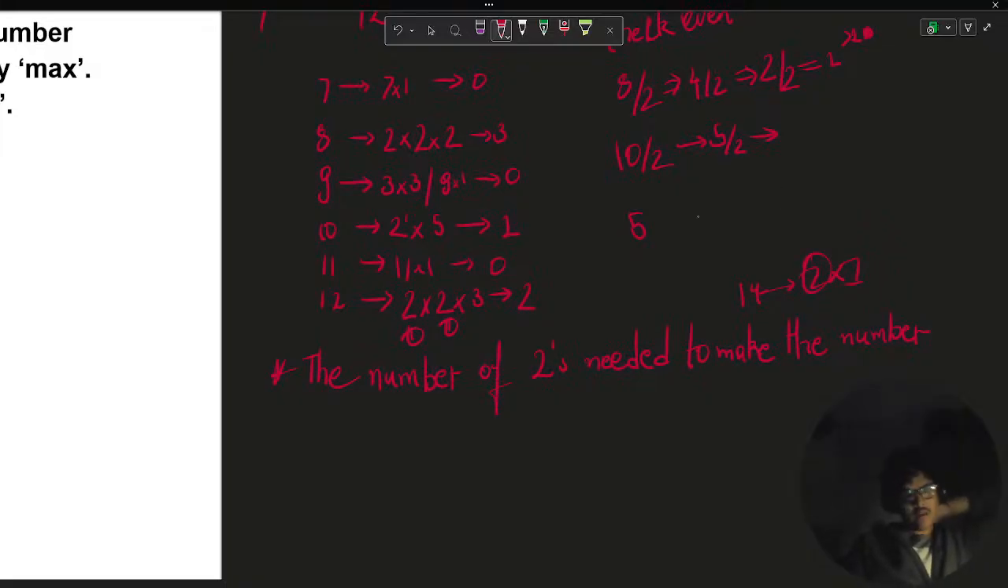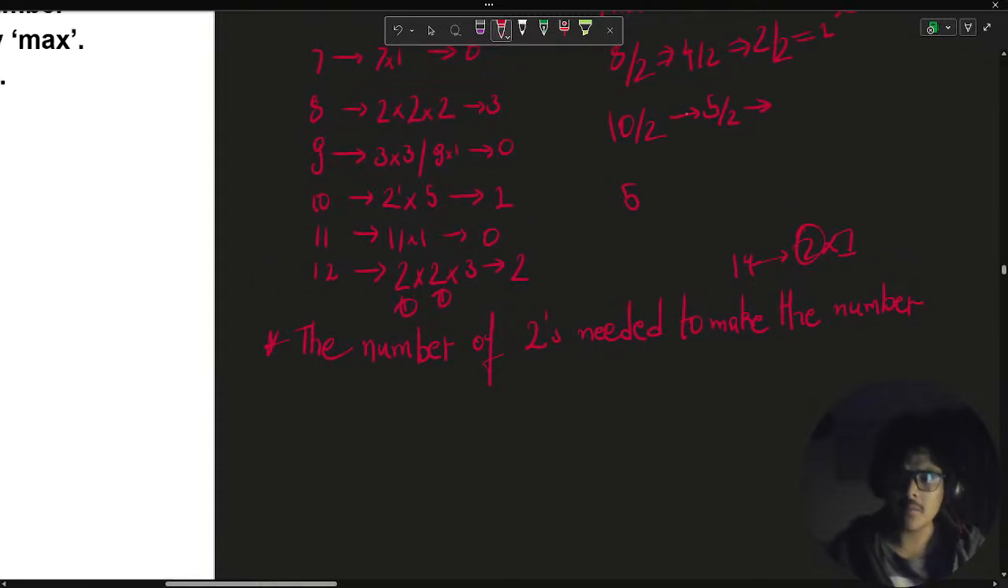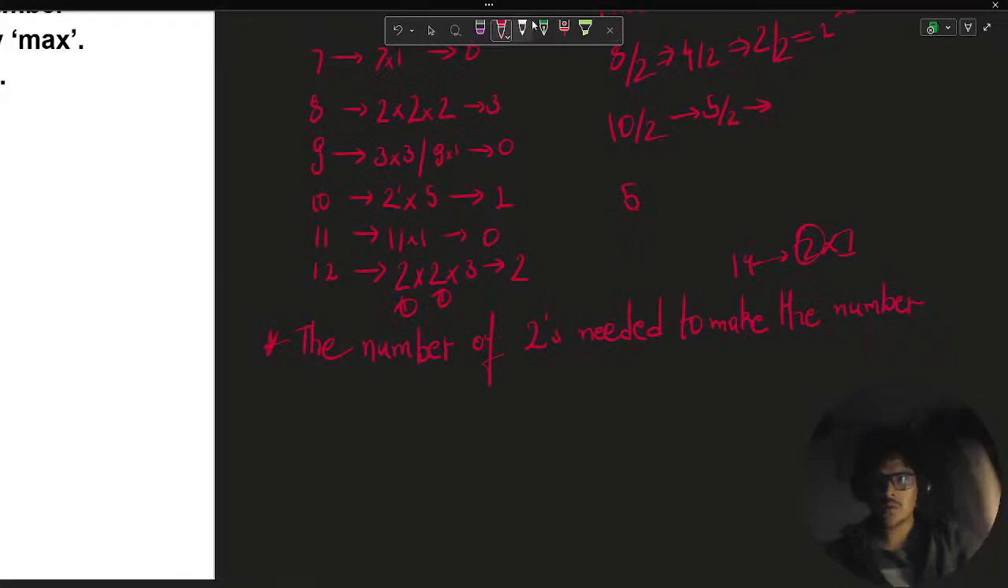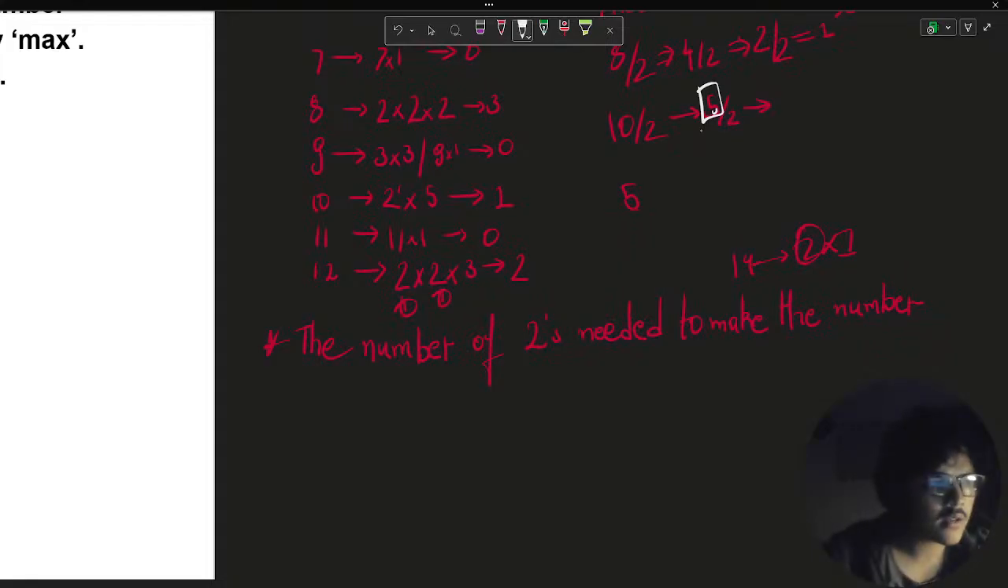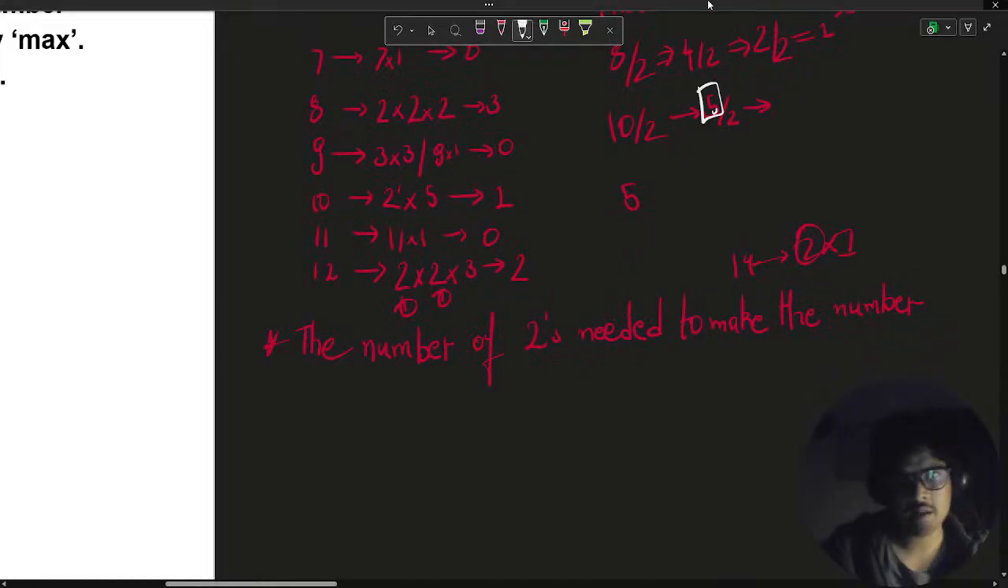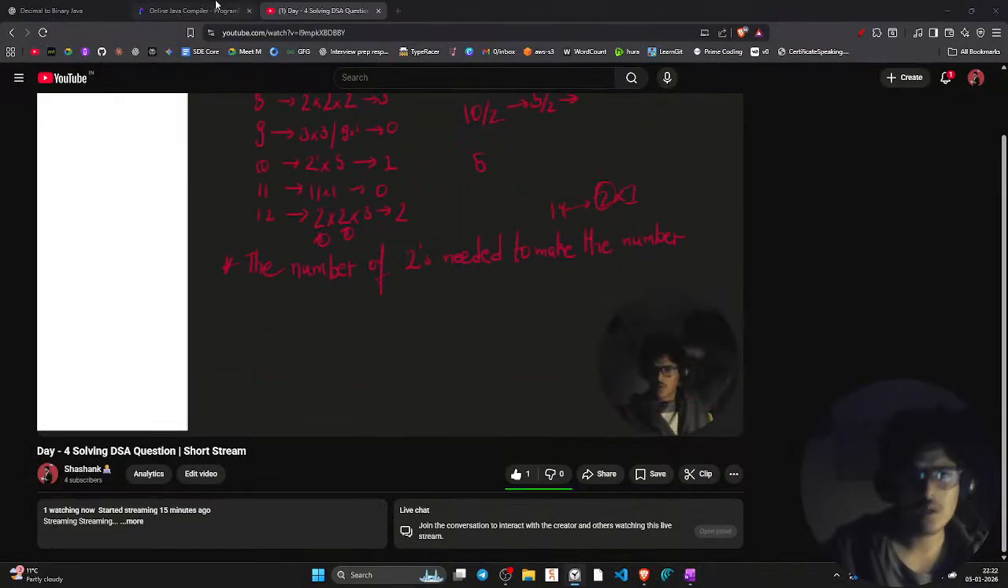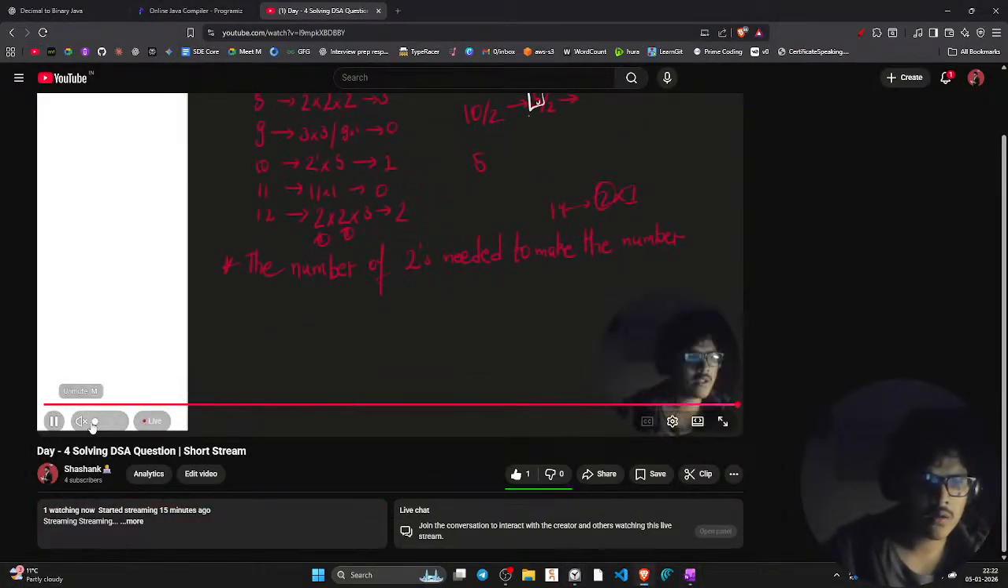I've got the solution. We'll keep on dividing the number until we get an odd quantity. Once we get an odd quantity, we stop. Only keep on dividing if the number is even, and then we'll store and compare. That's correct. I think we can code for it. Yes, coding would be the hard part.